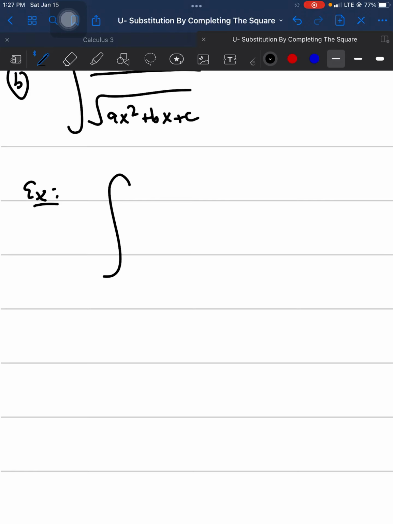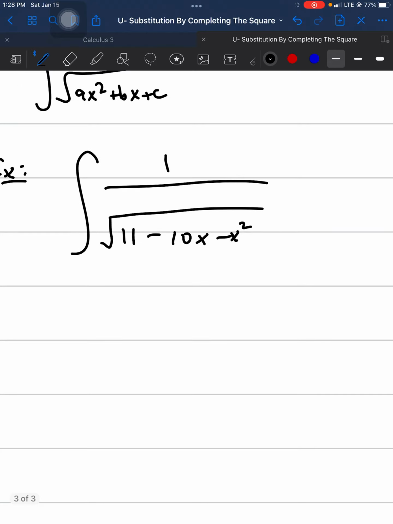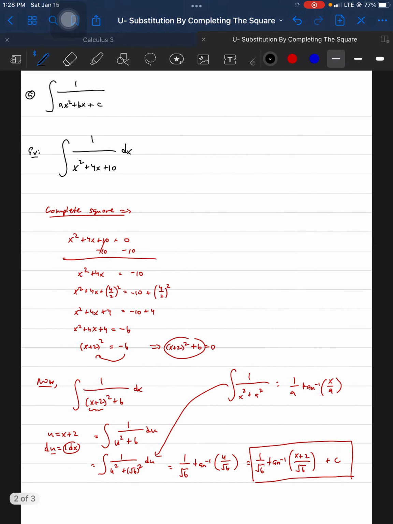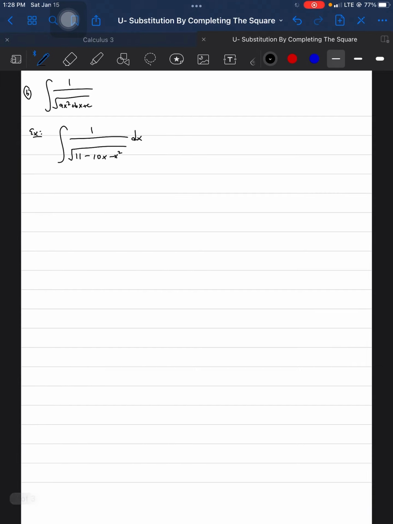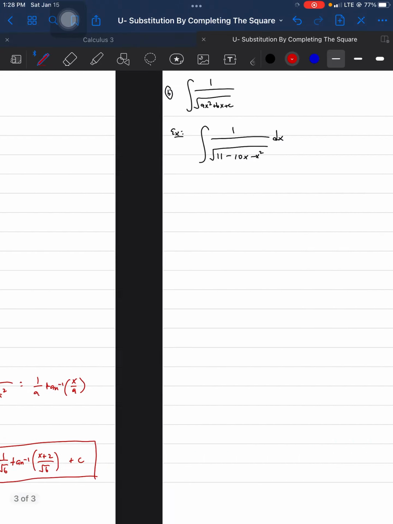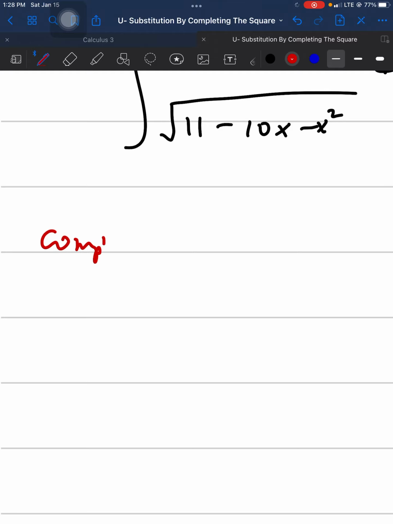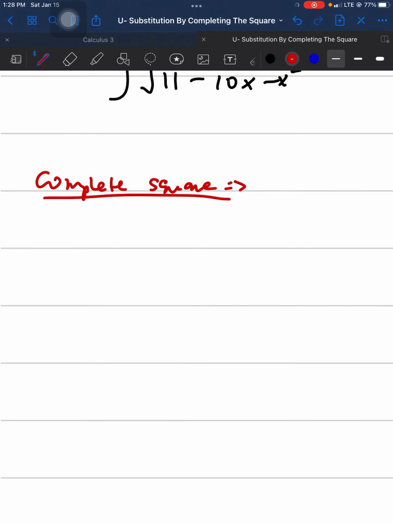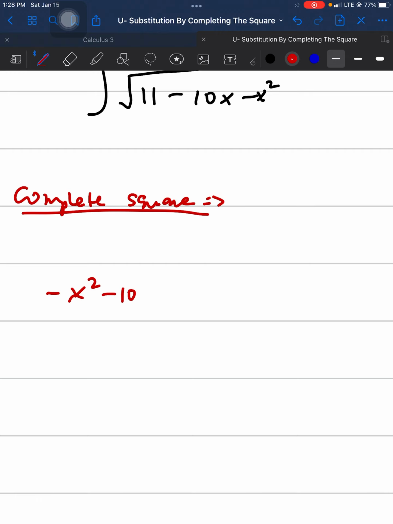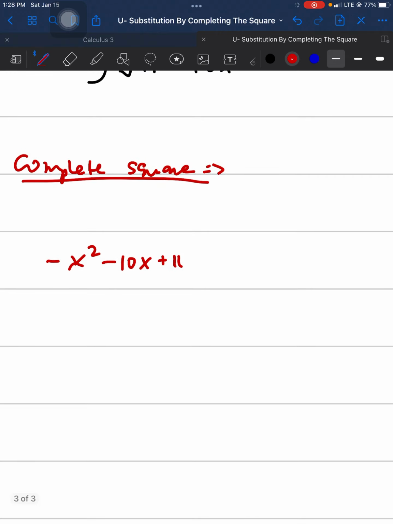So let's do the example of 1 over radical 11 minus 10x minus x squared dx. So first step would be completing the square. So we're going to be completing the square of the quadratic negative x squared minus 10x plus 11.